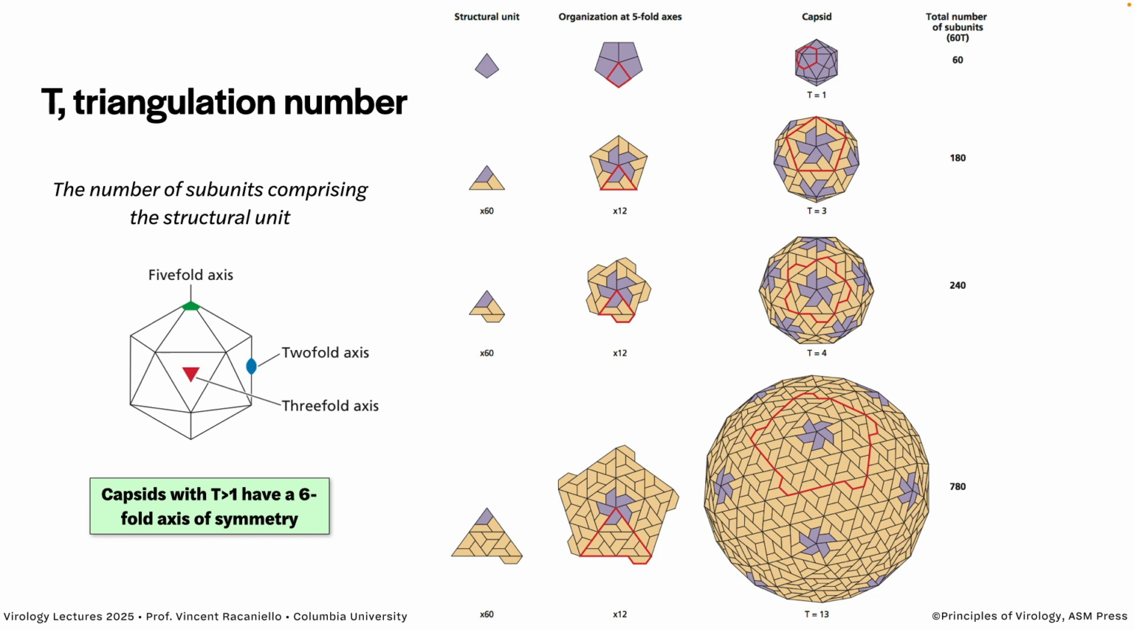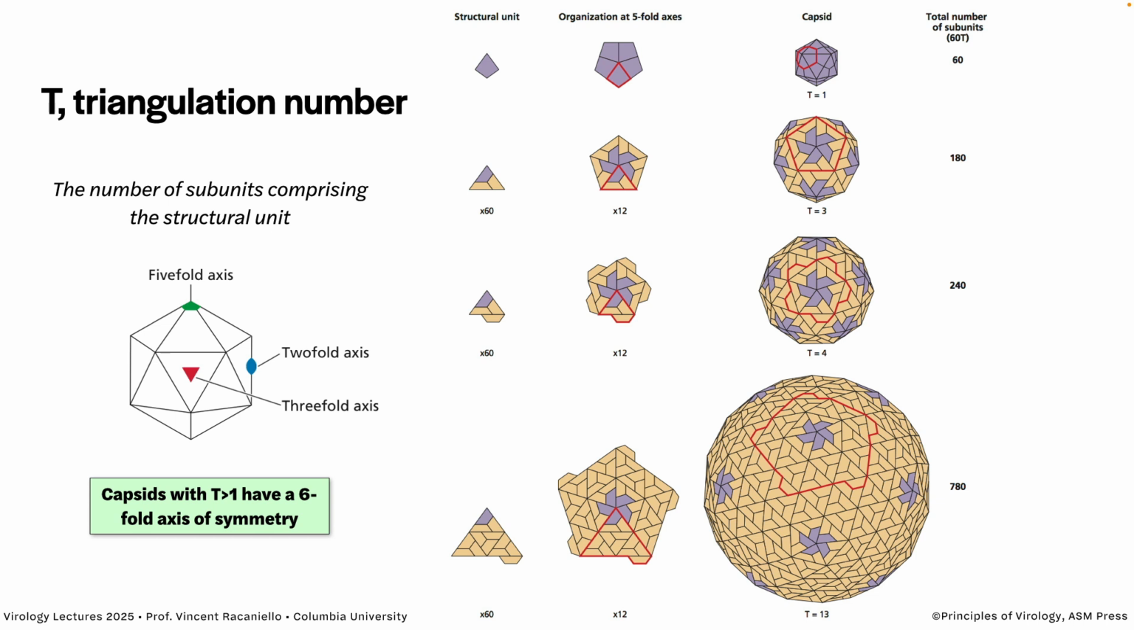So for a T equals 1, 1 subunit makes up the structural unit. For a T equals 3, 3 subunits make up the structural unit, and so on. T equals 4, T equals 13, and the number 60T will tell you the total number of subunits in the particle. And so as the T number gets bigger, the particle gets bigger, with more subunits per structural unit.